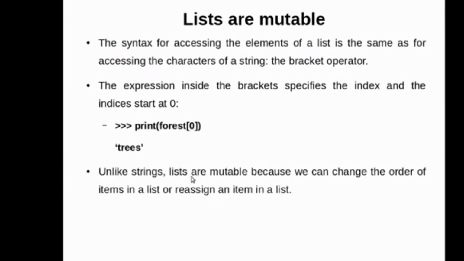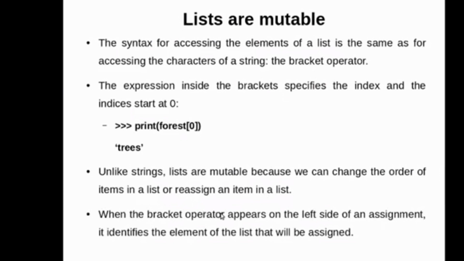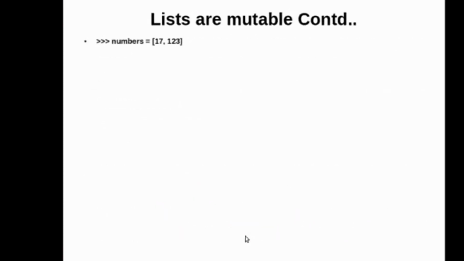And unlike strings, lists are mutable because we can change the order of the items in list or reassign items in a list. When the bracket operator appears on the left side of an assignment operator, it identifies the element of the list that will be assigned. The meaning here is, like say for example, numbers is equal to 17, 123 is a list. If I write numbers of 1, this is the element we want to change. The numbers of 1 here specifies 123 because numbers of 0 will be 17 and numbers of 1 will be 123. And here we are trying to change the value of numbers of 1, which is nothing but in place of 123 we are going to place 5.